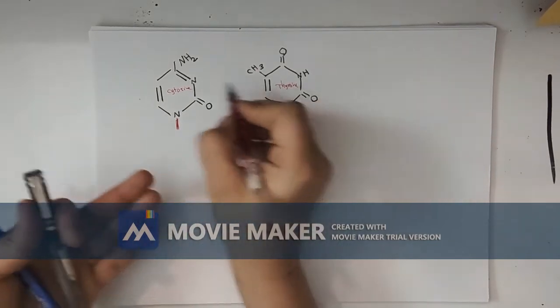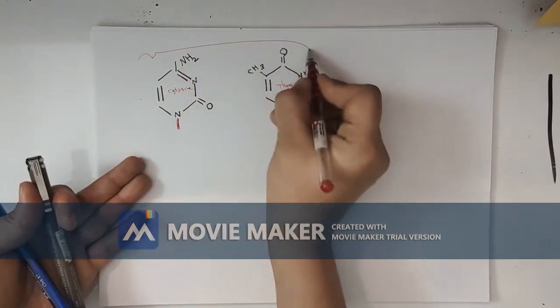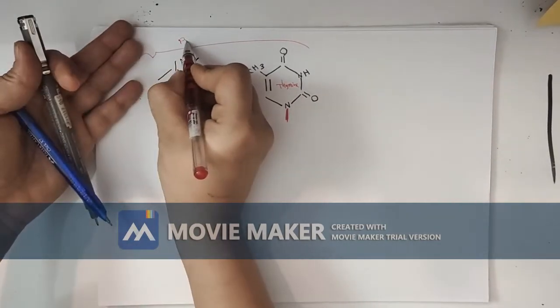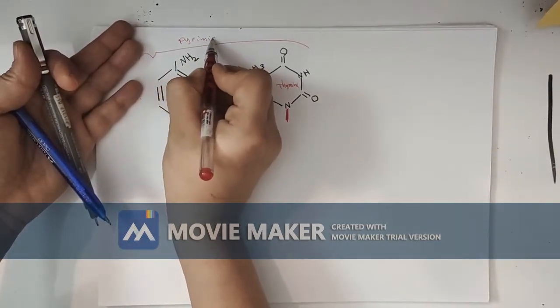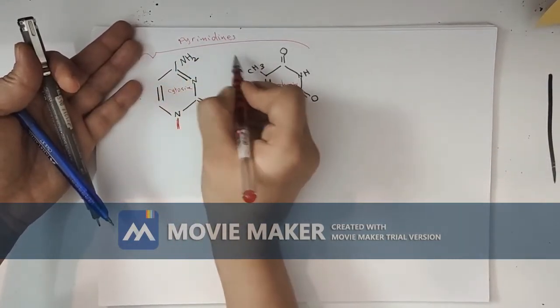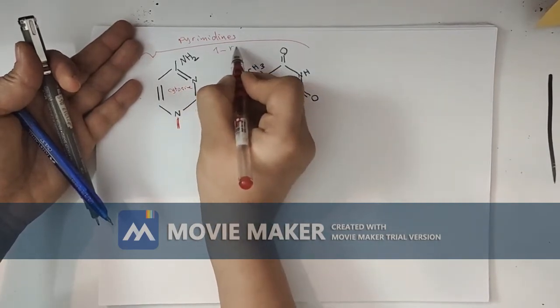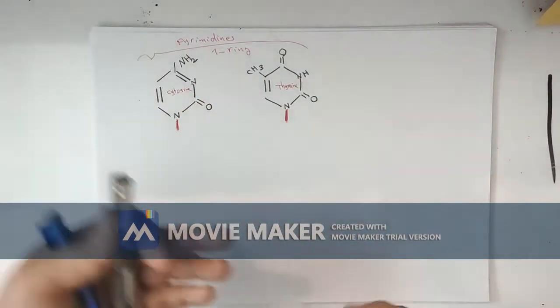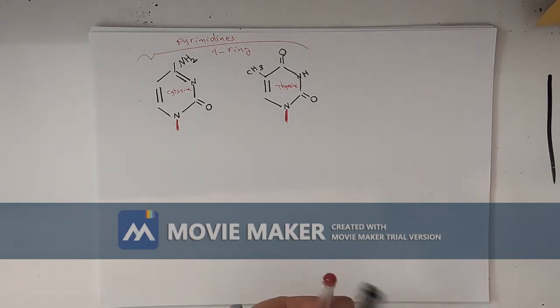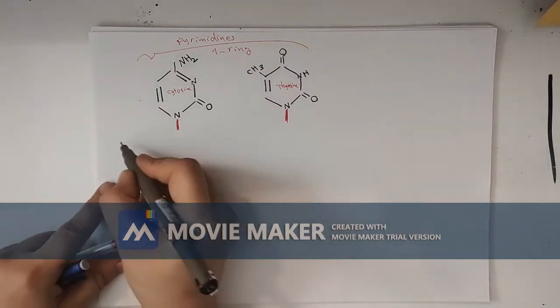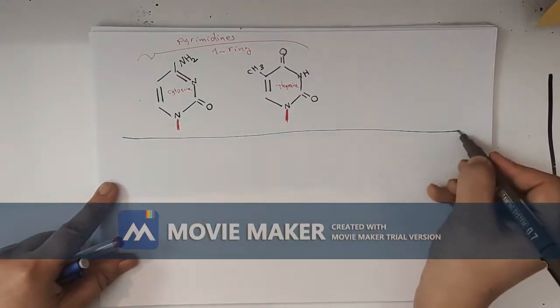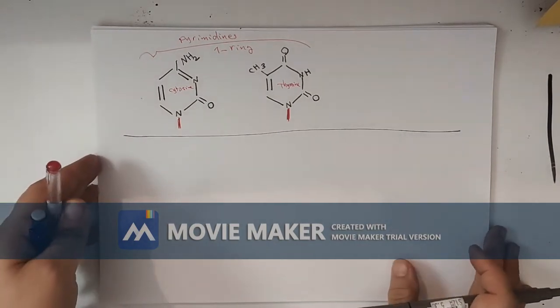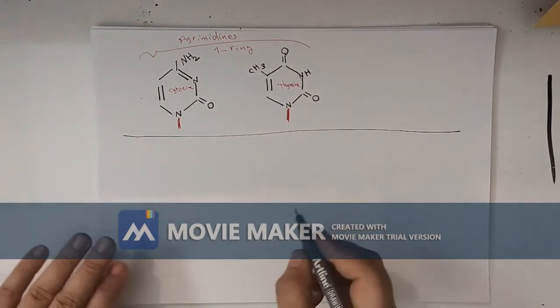So both of these two are pyrimidines, because they have one ring only in their structure. Okay, so now we are done with these two. Now I want to draw the structure of the adenine.